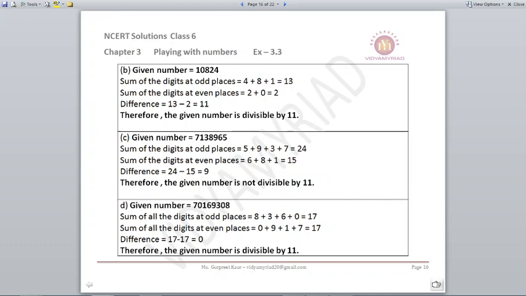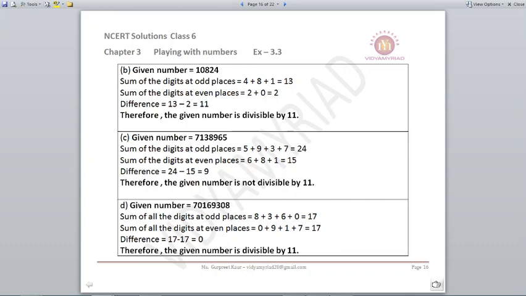Next, 7, 1, 3, 8, 9, 6, 5. Let's start from the right hand side. Odd places: 5 plus 9 plus 3 plus 7 gives you 24. Sum of even places is 6 plus 8 plus 1, that is 15. 24 minus 15 is 9. It is not divisible by 11.